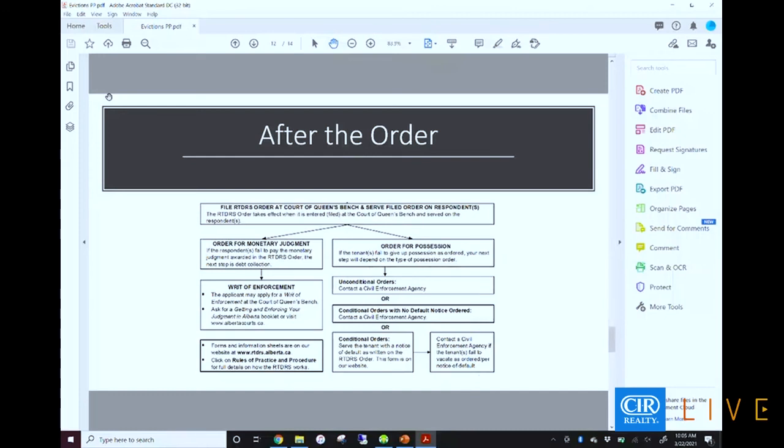Now, on the other side, they can do an order of possession. This is kind of twofold with rent possession. And there's the unconditional order or a conditional order. So an unconditional order is unpayment of rent. You need to vacate the property.